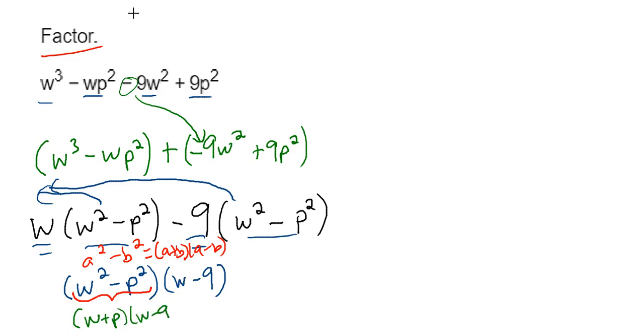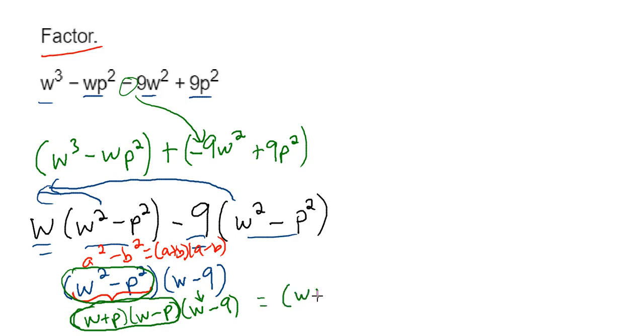Whoops, I don't know why I'm putting 9. Sorry about that. Let's undo that. w minus p. And then the w minus 9 copies down. So I do want a 9 there, but I was getting ahead of myself, I guess. So this thing here factors like this. And then the w minus 9 just gets copied down. And that gives me my final answer.